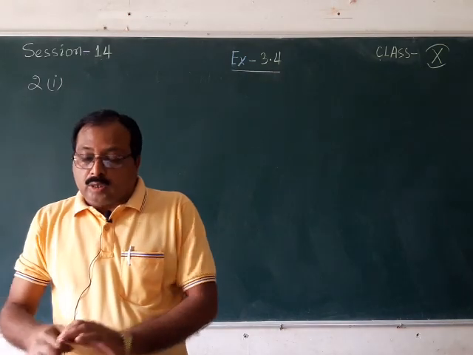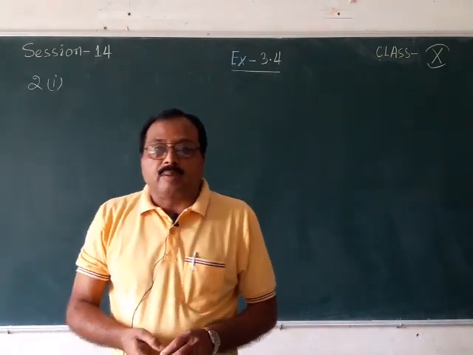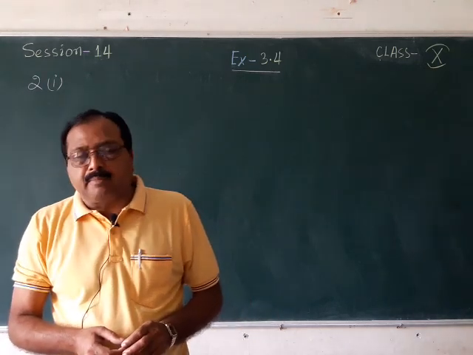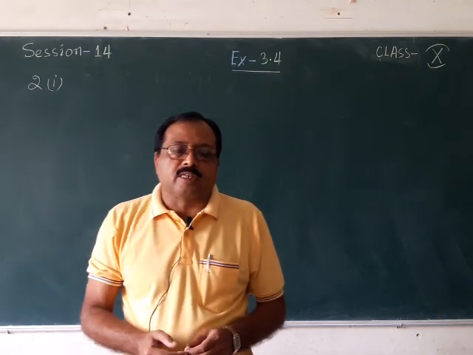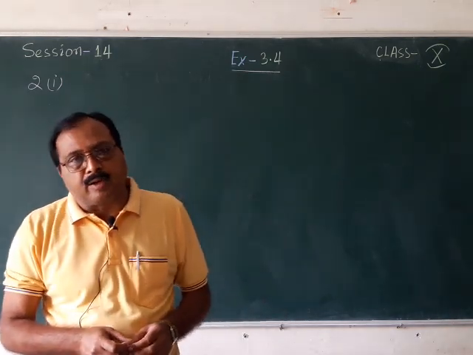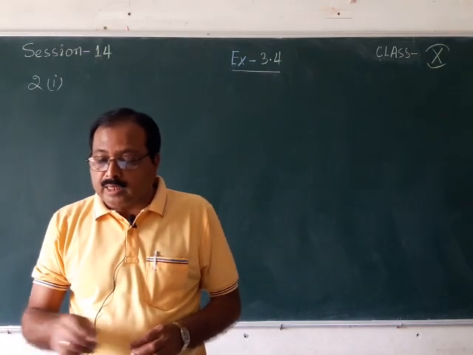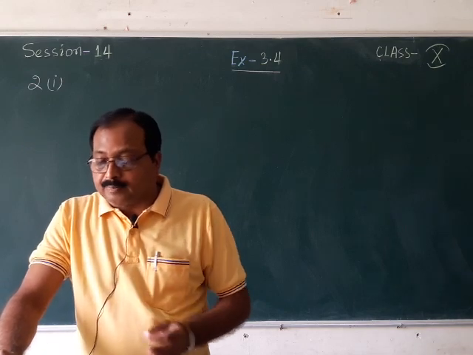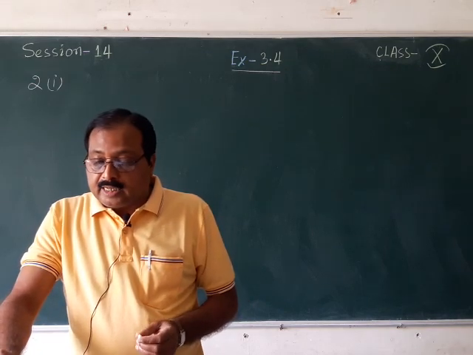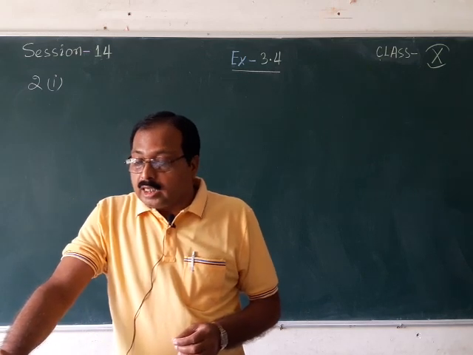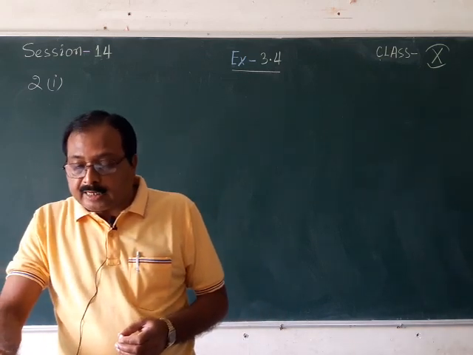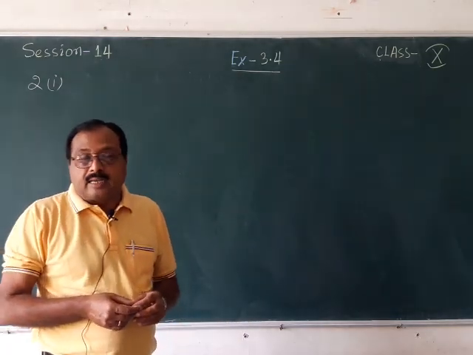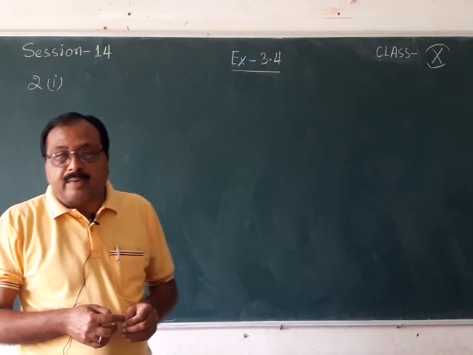Means you have to read the statement, form the pair of linear equations, and if their solution exists, then you have to find it. That means after forming the equations, you need to check whether a solution is available or not. So let us start question 1. If we add 1 to the numerator and subtract 1 from the denominator, a fraction reduces to 1. It becomes 1 by 2 if we only add 1 to the denominator. What is the fraction?